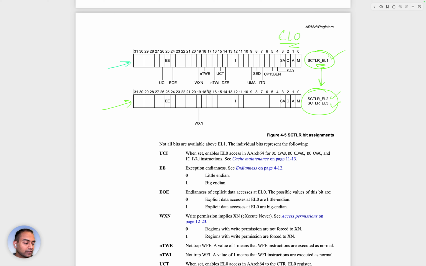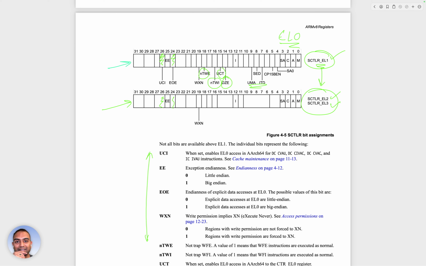So EL1 and upwards execution levels have access to the system control register, and the bits and the features controlled are different. For example, these two bits here are available in the system control register when accessed from EL1, but they are not present when accessed from EL2 and EL3, right? Similarly, this bit right here, and so on and so forth. And again, what these bits are, you can read up here.